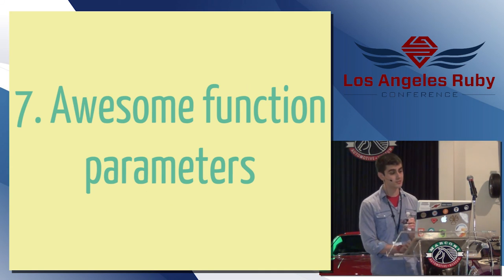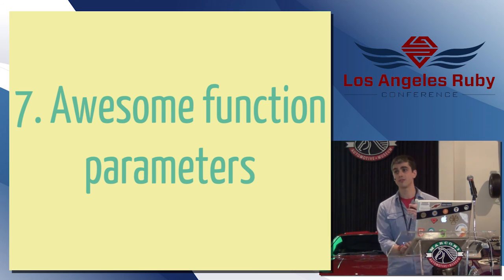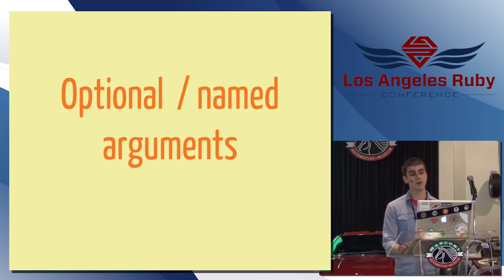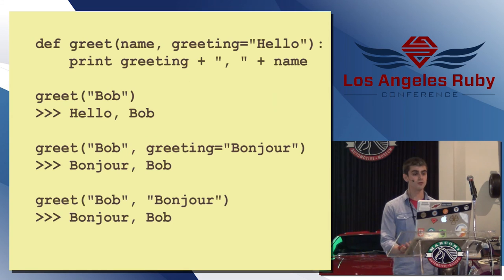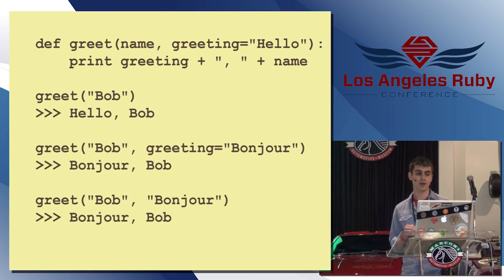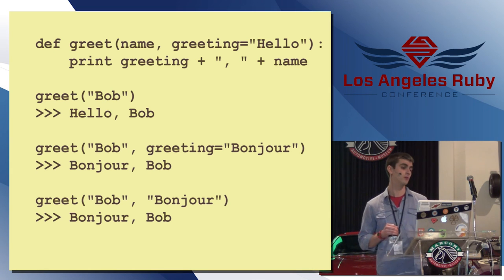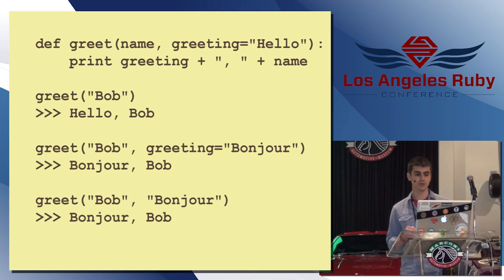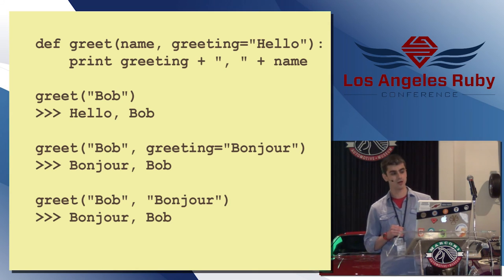Both languages have awesome stuff you can do with function slash method parameters. You've got optional or named arguments. So in Python, here's a really quick example. I define a greet function that has a name parameter and an optional greeting parameter that's also named, and the default value is hello. And this function just prints the greeting to that person with that name.